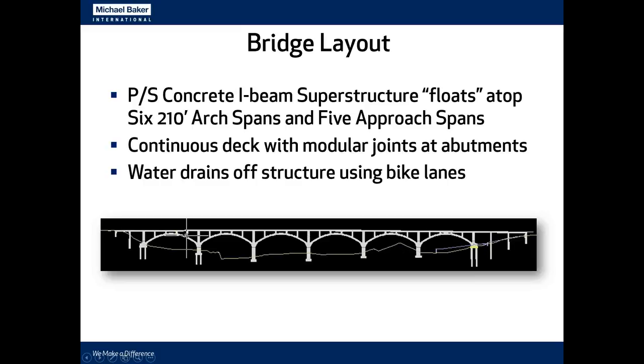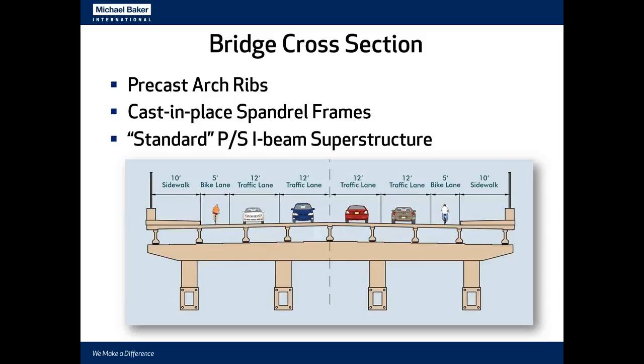Other than this single fixed point in the center, there's a vertical crest curve on the bridge, so water drains off the structure using the bike lanes. So the idea is to keep all rainwater and any salt-laden water from removing snow off of the concrete of the bridge.